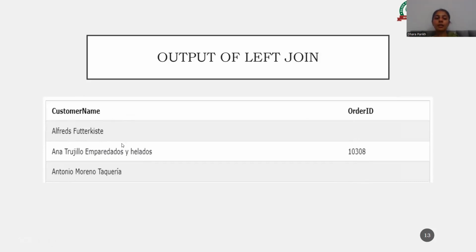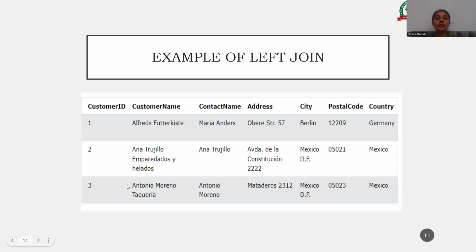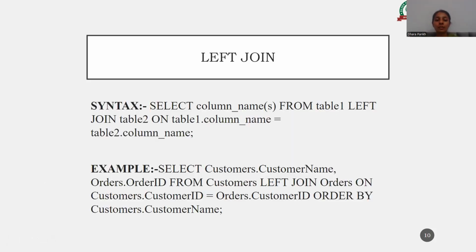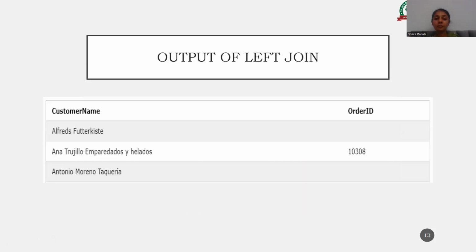But the customer ID already shows whichever customer name is in the table on the left side. Here customers dot customer ID is always on the left side, so it is returned as our output. If there is no order ID for customer name one and customer name two, it gives us a blank on the right.